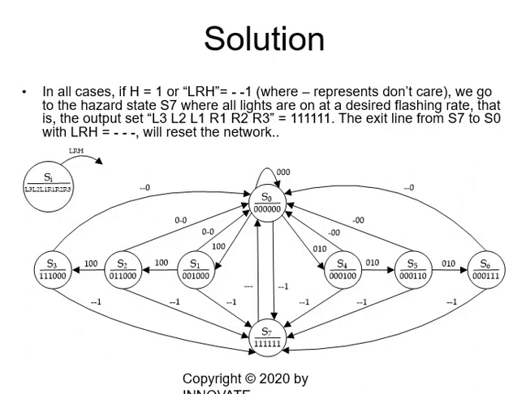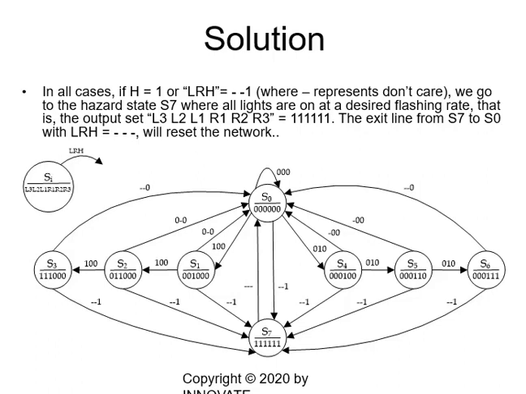So in all cases, if the hazard is 1, regardless of the value of L or R, which are don't care, we go to the hazard state S7, where all the lights will flash at a desired flashing rate, which is selected by the clock that we designed. So L3, L2, L1, R1, R2, R3 will be 1, 1, 1, 1, 1, 1.